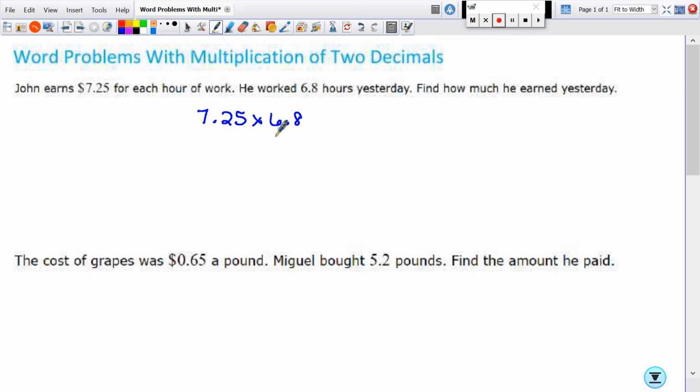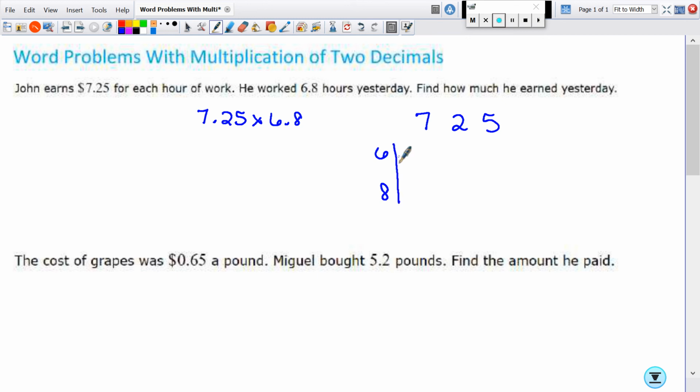Since I have more than one digit in each of these numbers, I'm going to use lattice multiplication. What you want to do is take the decimal point away and consider the first number as 725. You write that across the top. And then the next one without the decimal would be 68. You write that on the side.